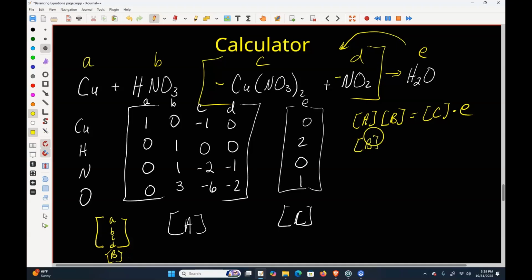Matrix B is equal to the reciprocal of matrix A times matrix C times E. And I know that E is going to equal the determinant of matrix A. So let's pull up our graphing calculator, and I'll show you how to key this into the calculator.